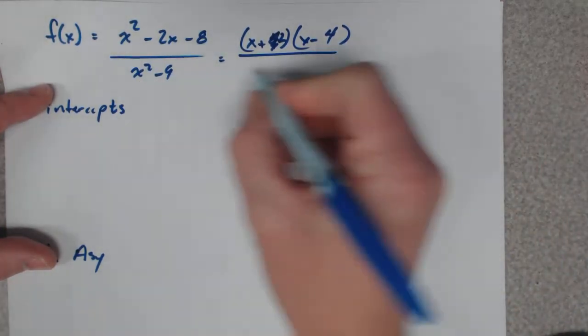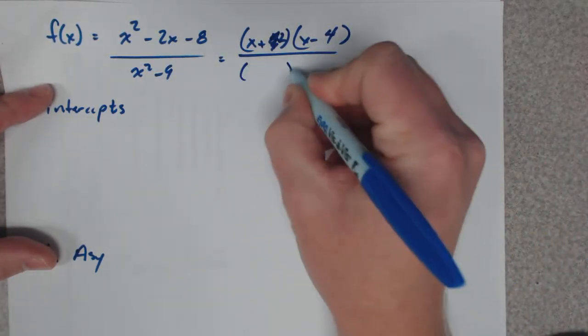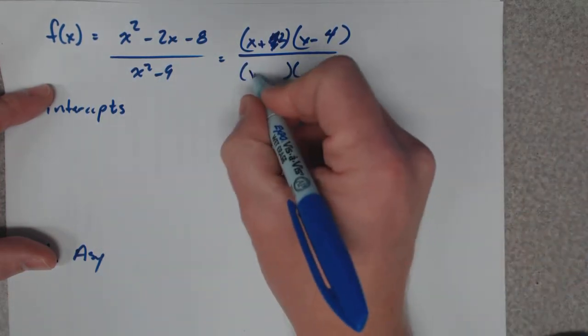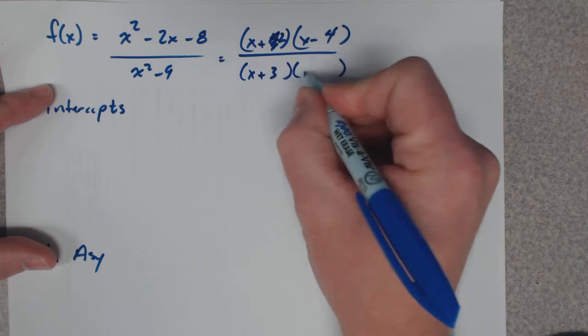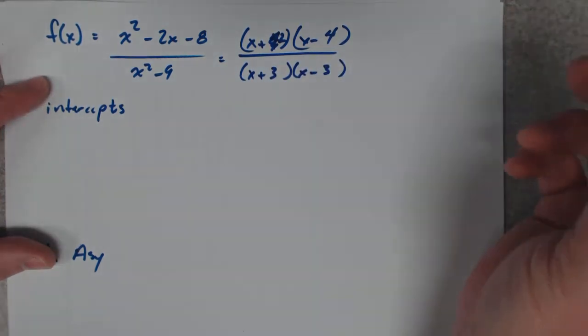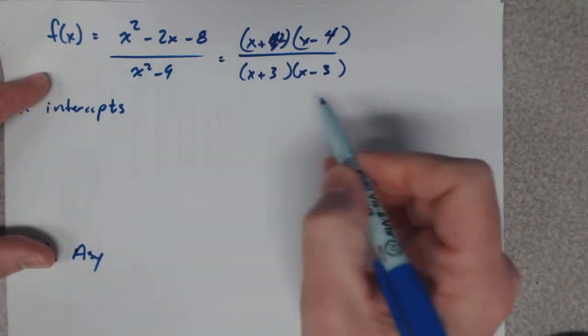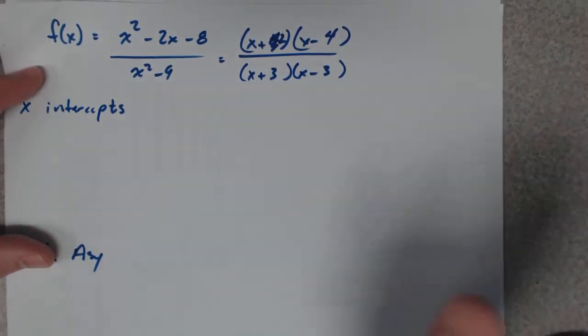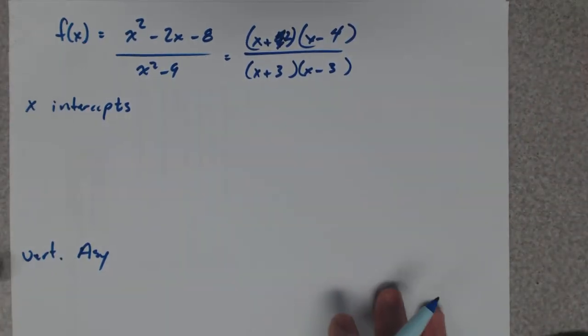And then x squared minus 9. That's a difference of two squares, so it'll be x plus 3 and x minus 3. 3 and 3 make negative 9, x and x makes x squared, 3x and negative 3x cancel, so there you go. So there's our factored form.